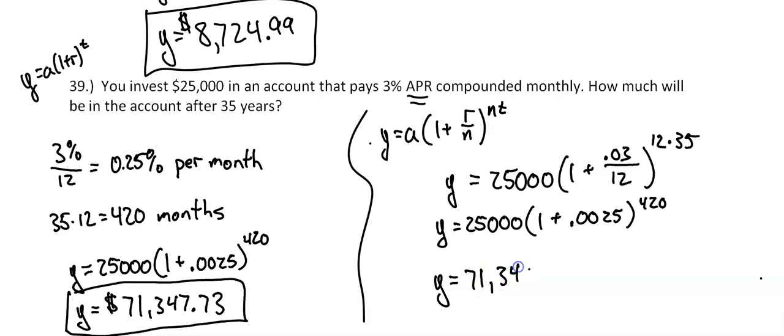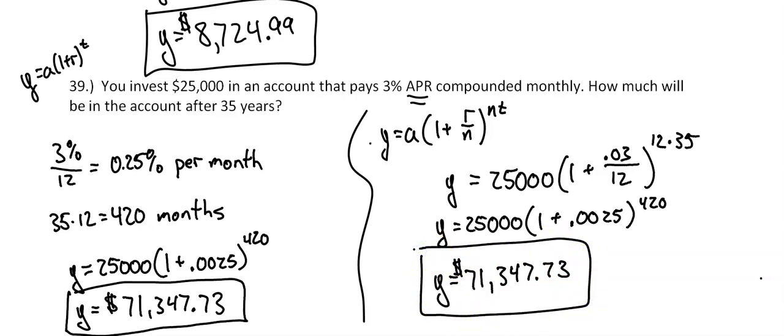Okay, so again, either formula works, but I think that first one has a lot more thought involved. The second one takes all the guesswork out of it. You just have to know what n represents.